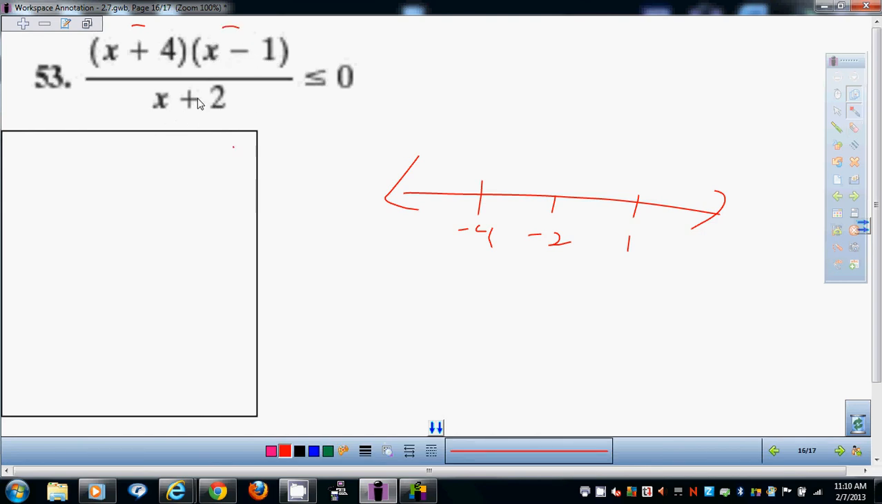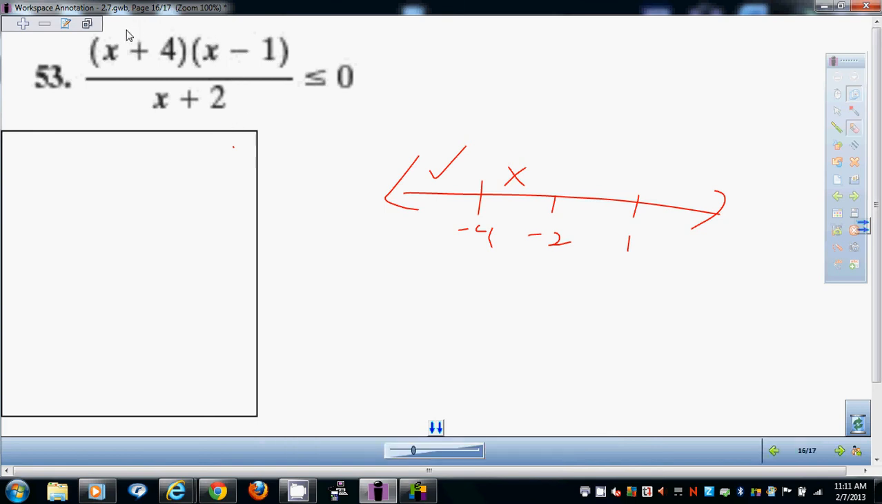What's the number between these two? -3. -3 plus 4 is positive. -3 minus 1 is negative. -3 plus 2 is negative. Positive times a negative is negative, divided by negative is a positive, not less than 0. What's another number between -2 and 1? 0. That'll be positive, negative, positive. What's a negative divided by a positive?